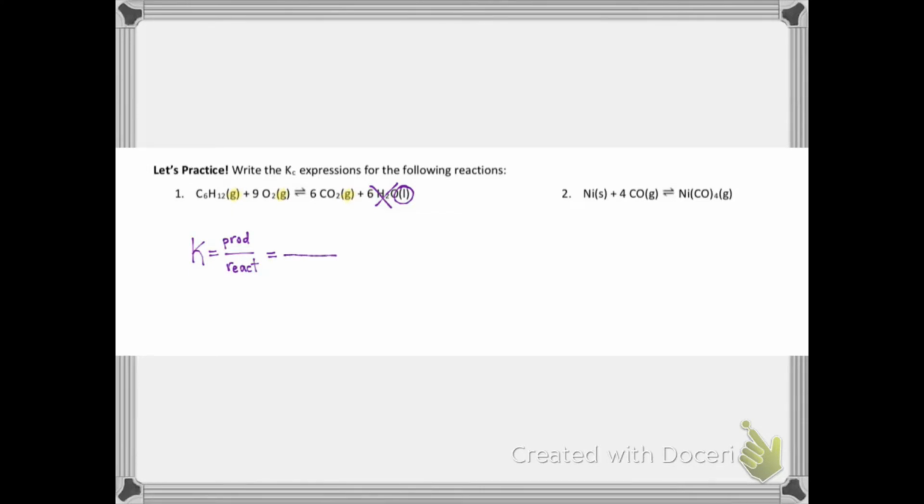So remember that we're taking the concentration of our products. Well, the only product left is carbon dioxide. To show the concentration, I put CO2 in square brackets. And then, well, it has a coefficient of 6, so that means I raise it to the power of 6. And then on the bottom, I do that with my 2 reactants. Since C6H12 had a stoichiometric coefficient of 1, we don't actually write anything because 1 is implied. But that's it. That's your equilibrium constant expression for K.